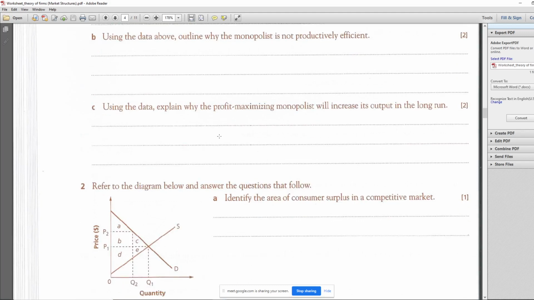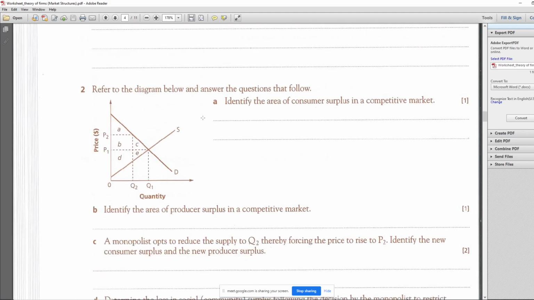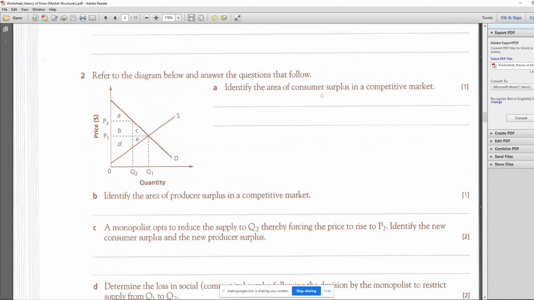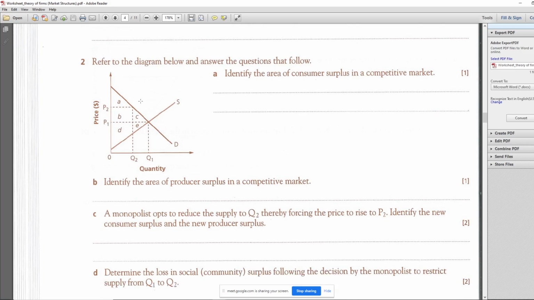That's very good. What about question 2? Identify the area of consumer surplus in a competitive market. So quickly, if you are in a competitive market, where is the consumer surplus? Okay, that's good, ABC. Easy.